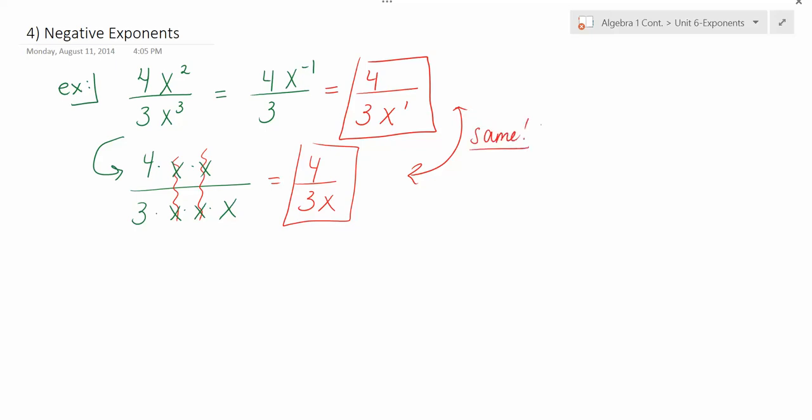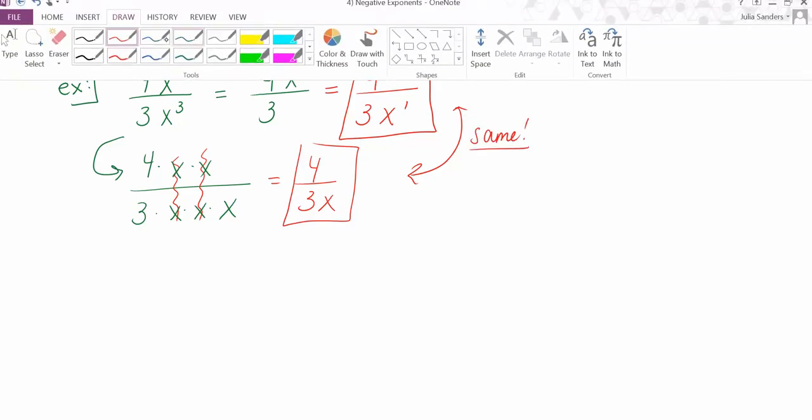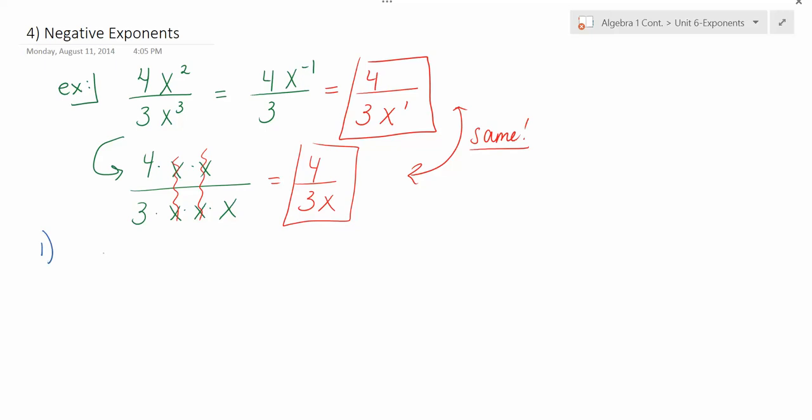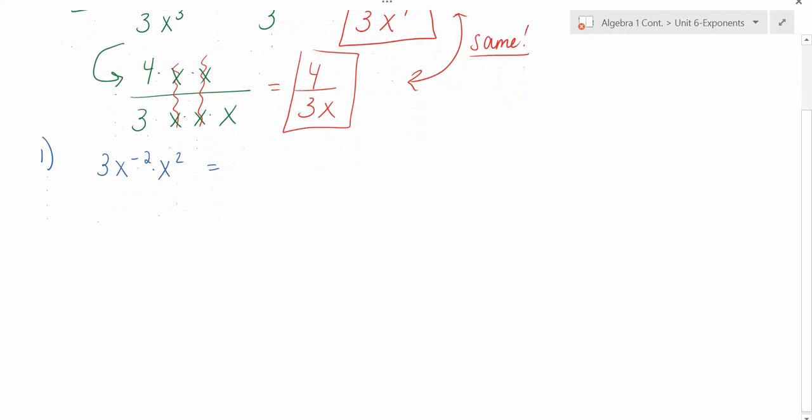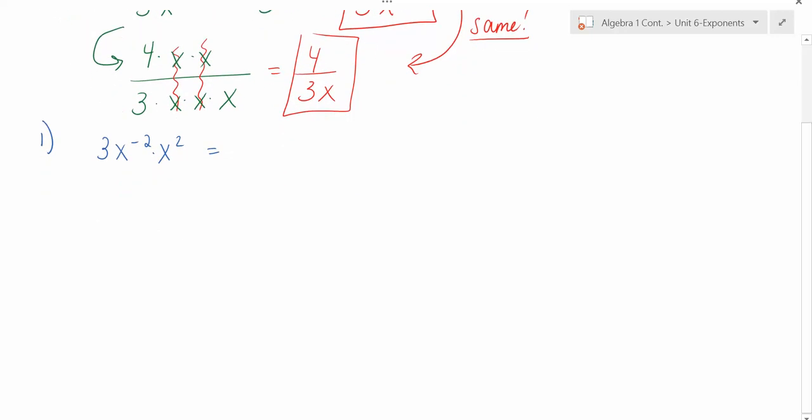So what I recommend doing whenever you work through these problems, so for example number 1, is always change it into a fraction. Now number 1 is actually kind of nice. You might be able to use another rule as you work through it. You're going to notice negative 2 plus 2 would be 0, and x raised to the 0 power is just 1, so 3 times 1 would just give you 3.